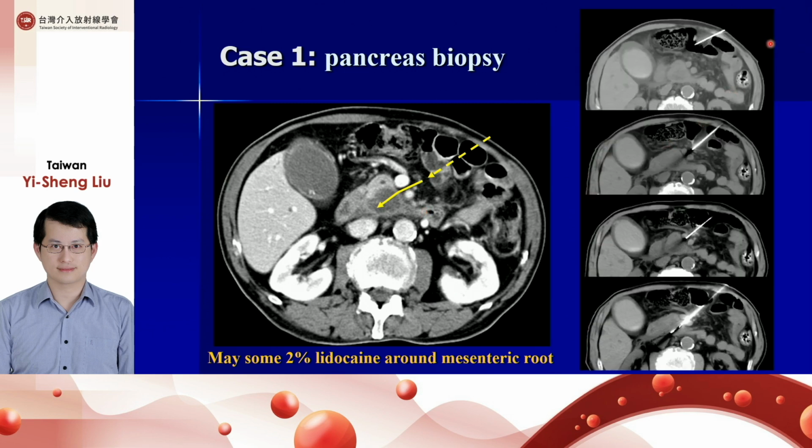Here is the real story. We advanced the needle beside the bowel loops, identified the window between the SMA and SMV, made the biopsy, and afterward, pathology showed adenocarcinoma.